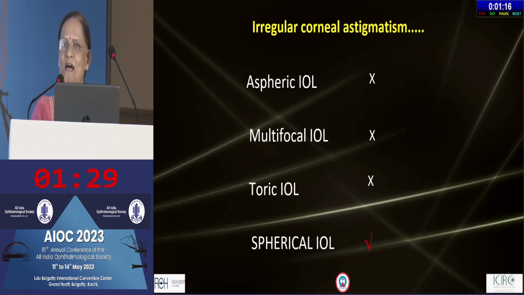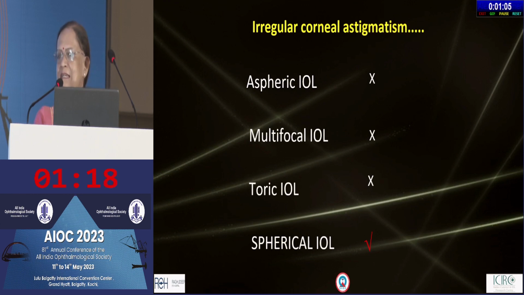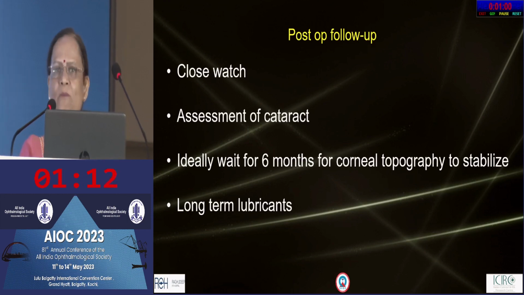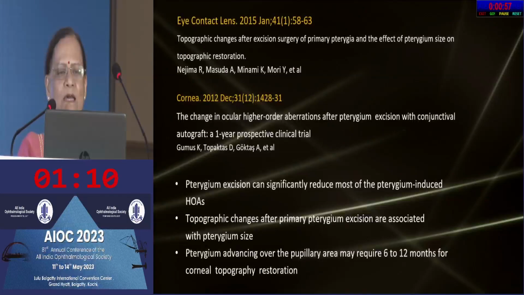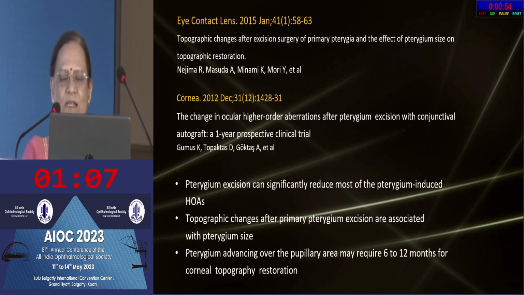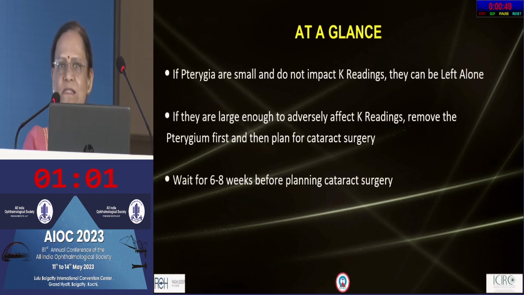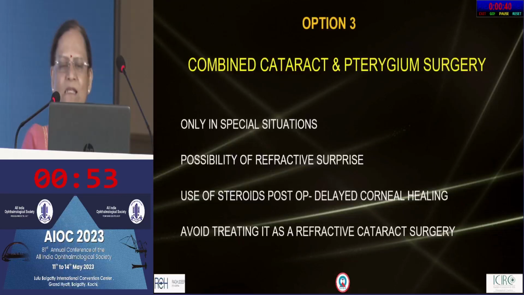But because of the scarring, we would not advise any IOL other than the spherical IOL, a non-aspheric IOL. So we put SA60AT, and she was very happy with that. We kept a close watch for follow-up and kept assessing the cataract. And these are the studies which show that pterygium excision can significantly reduce the pterygium-induced higher order aberrations, and topographic changes take about 6 months to a year to stabilize. If pterygia are small and do not impact K readings, they can be left alone.